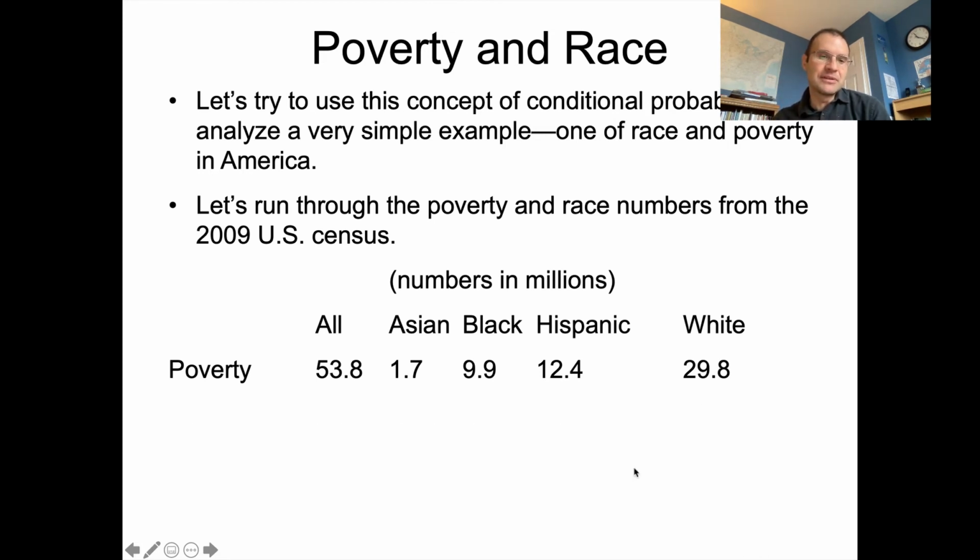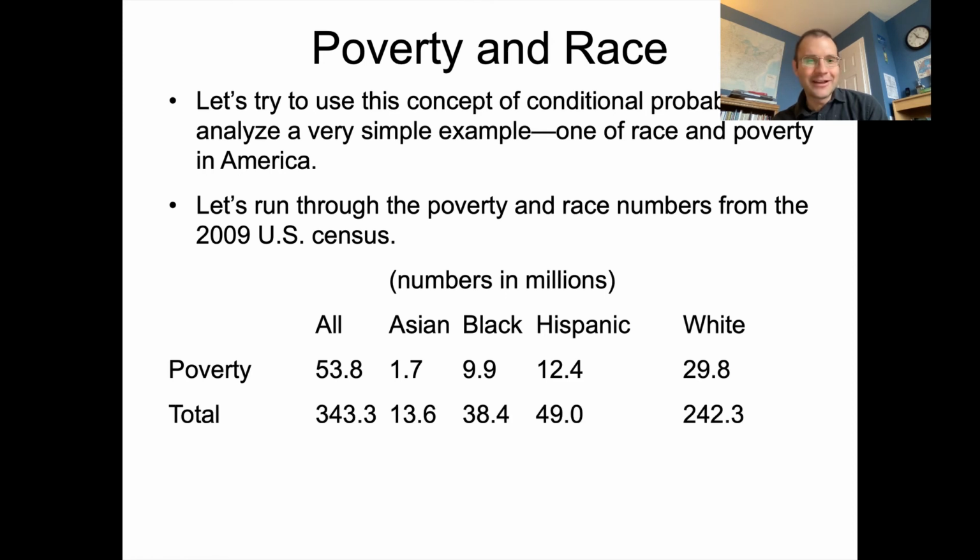These numbers are in millions. Overall in the U.S. at the time, there were 53.8 million people living under the poverty line. And 1.7 of them were Asian, 9.9 were Black, 12.4 were Hispanic, and 29.8 million were white. Sorry, I don't have the numbers for the indigenous people of the U.S. Unfortunately, as is often the case, they get left out of the equation. That's what those whole land acknowledgements are about in part.